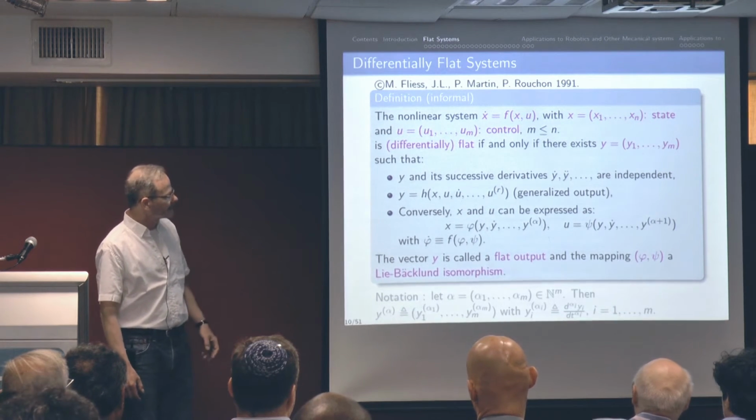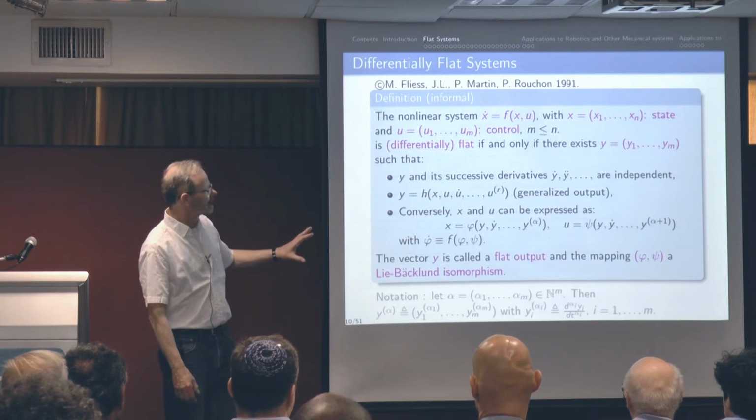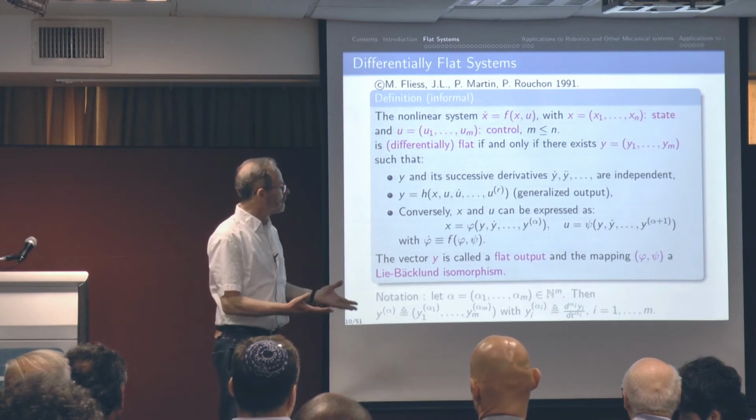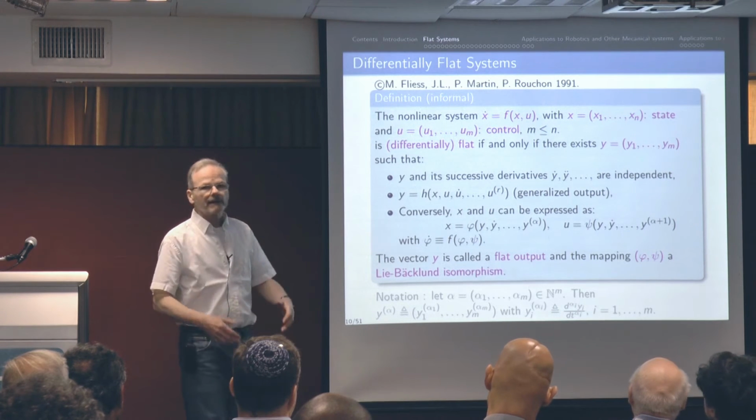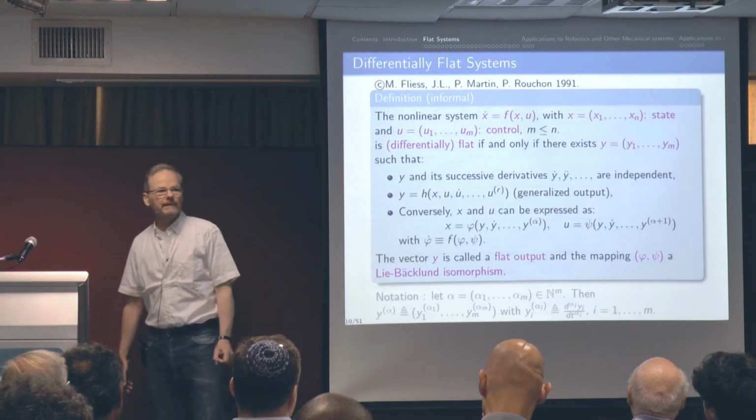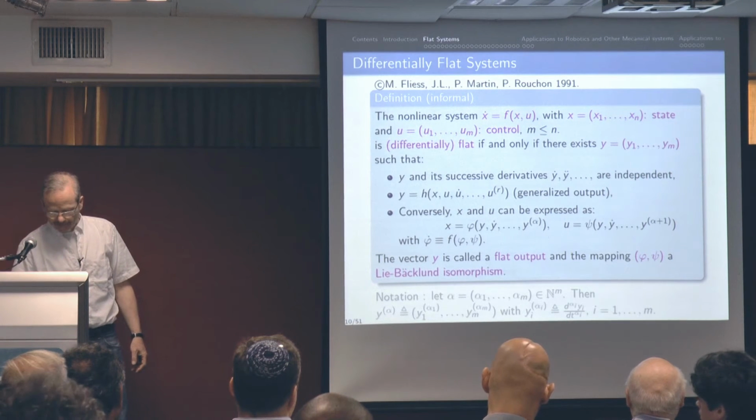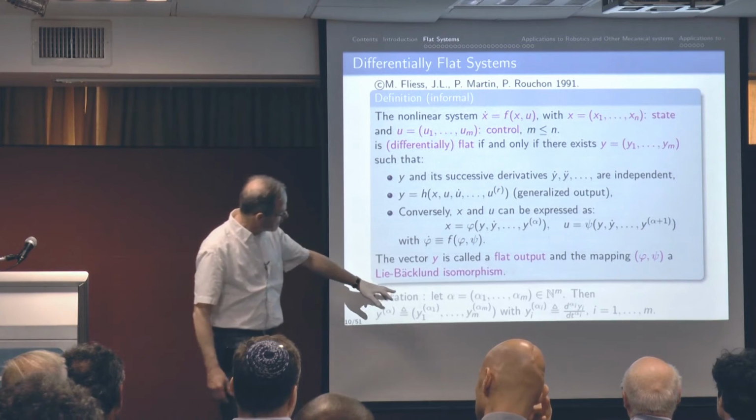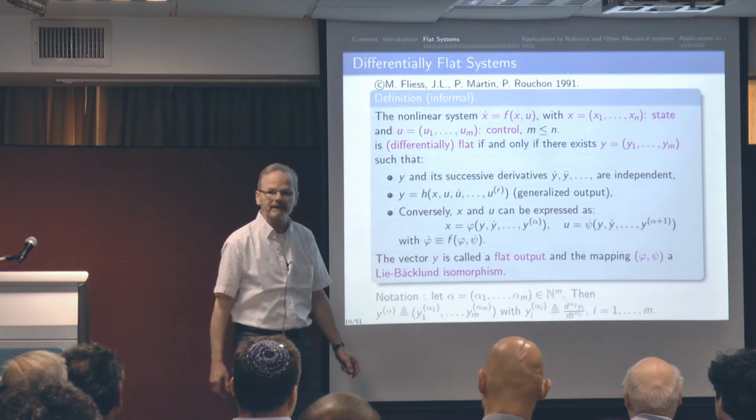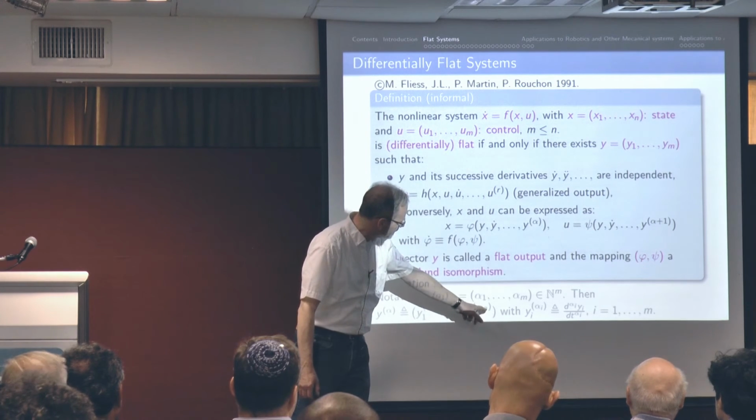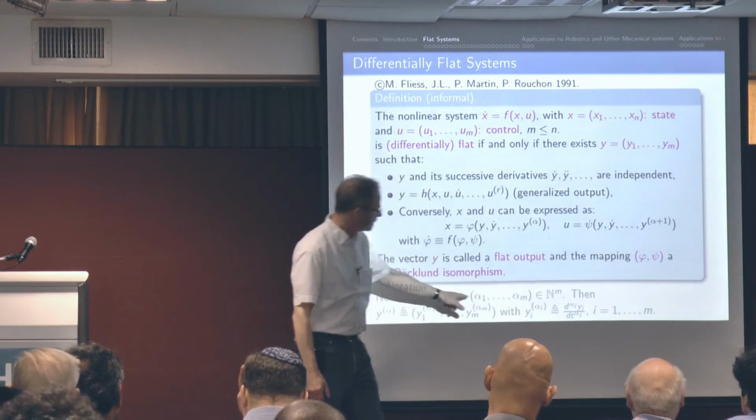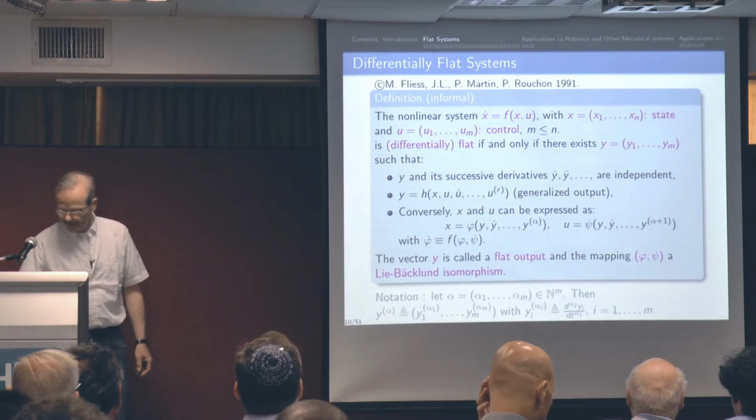Maybe I will have a few seconds to say why we need such a complicated notion of Lie-Bäcklund isomorphism, and why usual notions like diffeomorphisms are not enough to describe these. I just insist on the notation y to the alpha, which means that the first component is differentiated alpha 1 times, etc., and the m-th component is differentiated alpha m times, where alpha is the multi-integer.